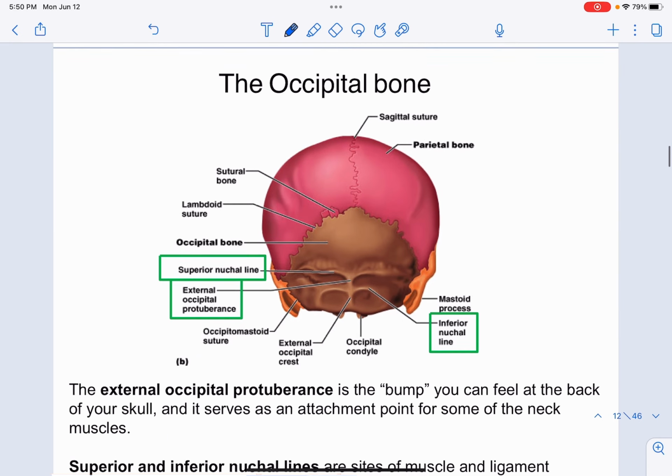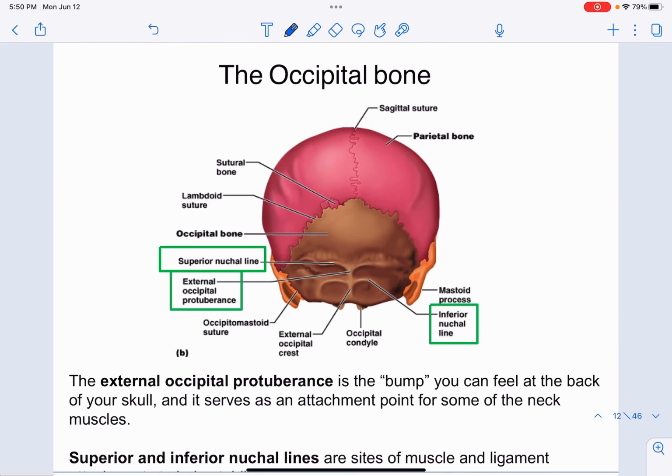All right. So if you look at the back of the skull, sometimes you can make this out. One that I'm pretty sure you can find is the external occipital protuberance. If you take your fingers and palpate the back of your skull, you can feel the external occipital protuberance. And there are a lot of muscles that attach to this region of the skull.